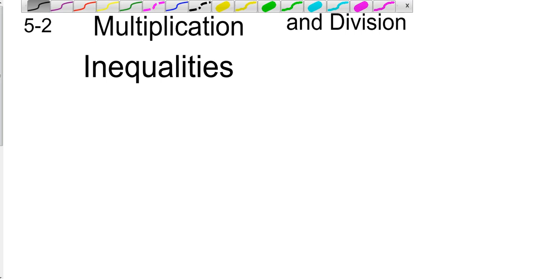Okay guys, 5-2, solving inequalities using multiplication and division. One major change on this one we'll get to in just a minute, but most of it is done basically the same way. First, my goal is to recognize the operation. So in these first couple examples, let's take a look at multiplication first.